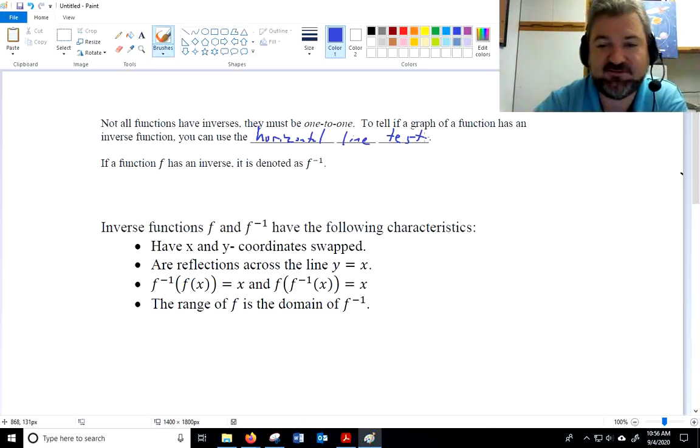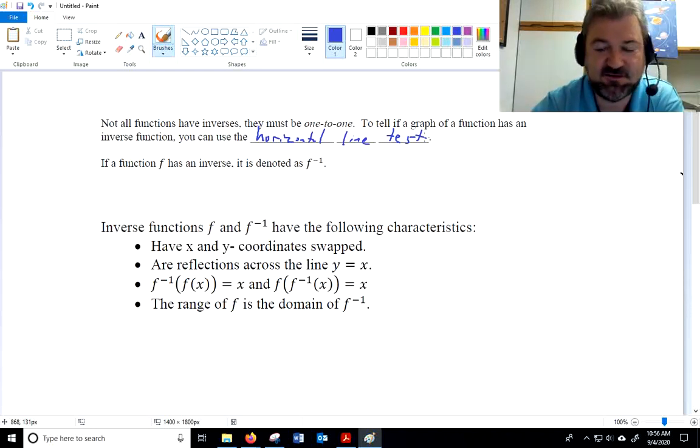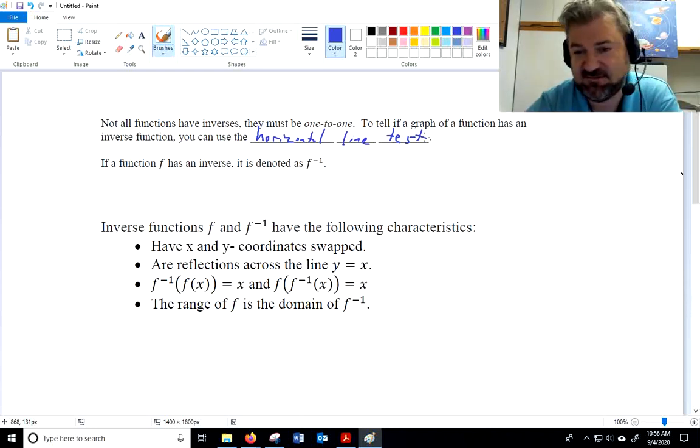If a function has an inverse, we'll usually denote it as f to the negative 1, which means f inverse. It is not an exponent. It is a notation. So just keep that in mind. We'll learn about the negative 1 exponent. You may have learned that it means move to the denominator. That's not what that is. That's not an exponent. That is f inverse.